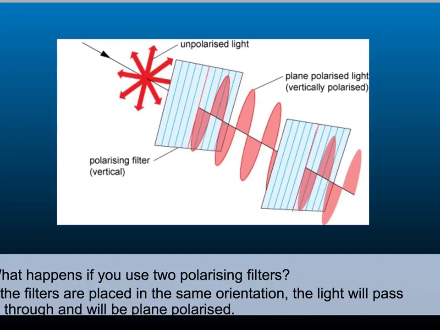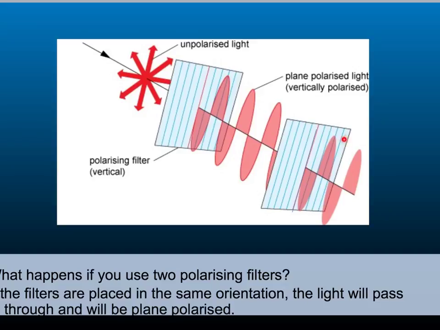A filter like this is sometimes called a Polaroid filter. It only lets light through that is polarised in a certain plane. If you have a pair of filters, then you can see that the orientation of the second filter has an effect on what kind of polarisation the light coming through has. In this one we've got two vertical filters, and you can see that the light comes in there, is vertically polarised and is allowed to pass through the second filter, also vertically polarised.